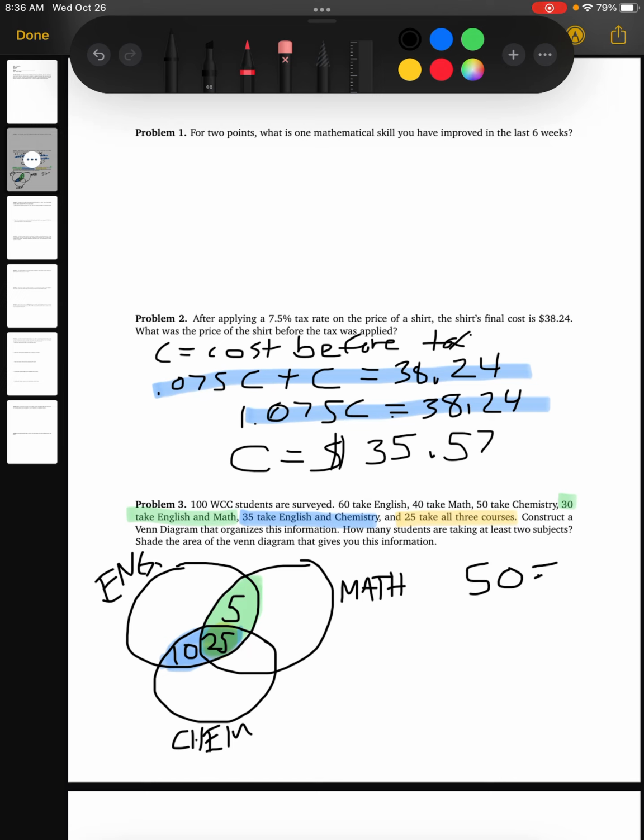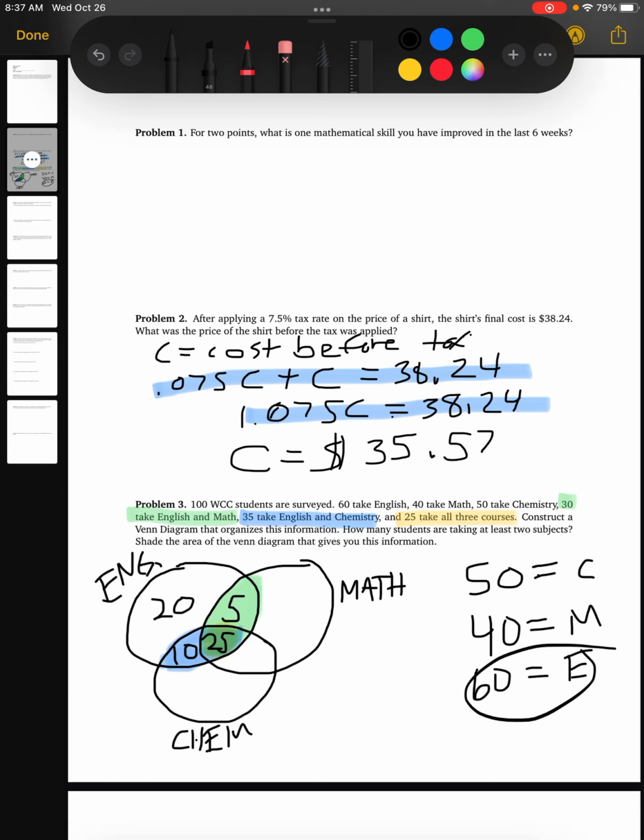So 50 for chem, I'm going to say equals C, right? And that 40 take math, and that 60 take English. So I'm going to look at my English bubble. So right now in English, I have 10 plus 25 plus 5. So that's a total of 40 people that are in my English bubble so far, but I need 60. So that means I have 20 people that are taking just English.